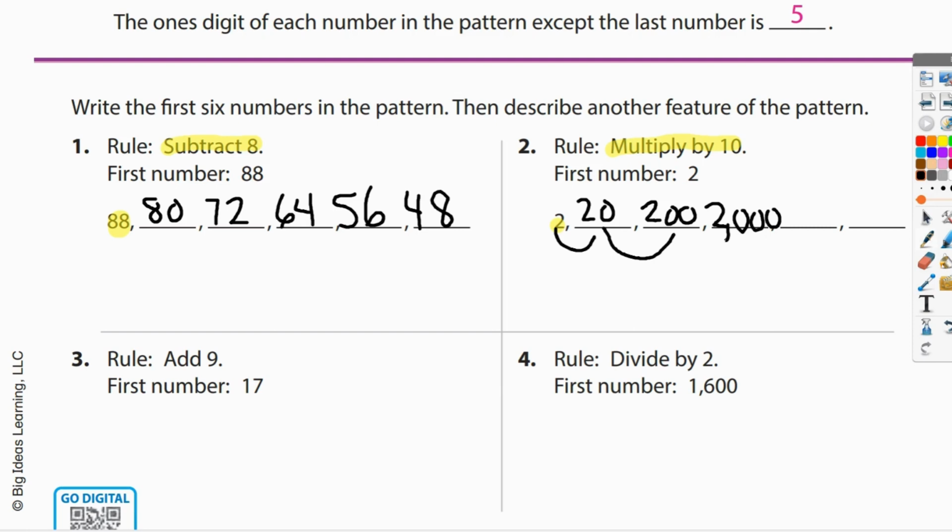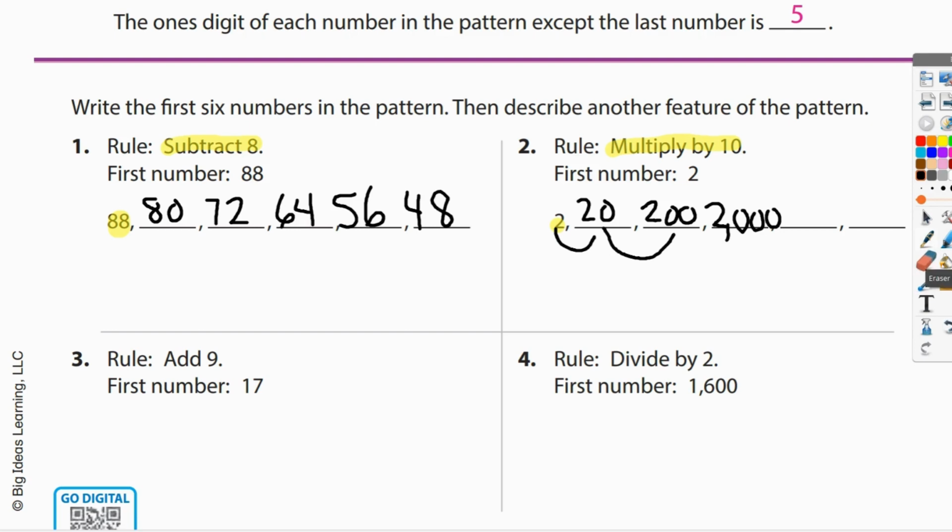Because if I said what number is 10 times more, or if I said 20 is 10 times more than what number? Than 2. 200 is 10 times more than 20. 2,000 is 10 times more than 200. And it keeps going. Because the next one would be 20,000 is 10 times more than 2,000. 200,000 is 10 times more than 20,000. And then the pattern keeps going.